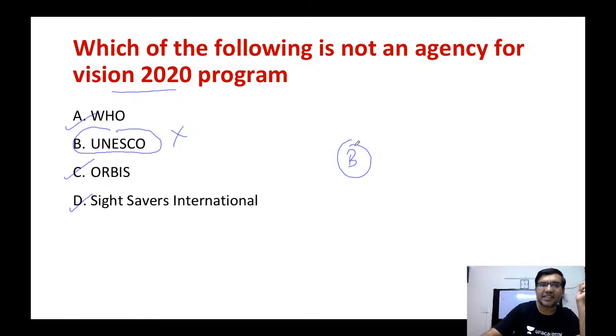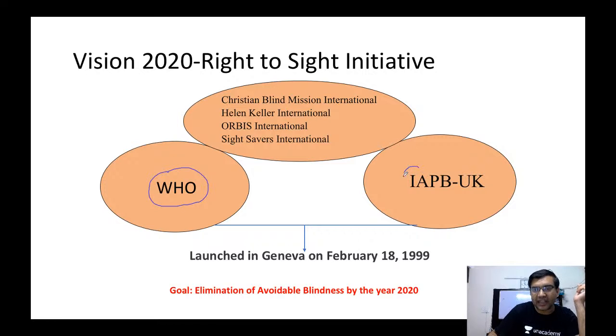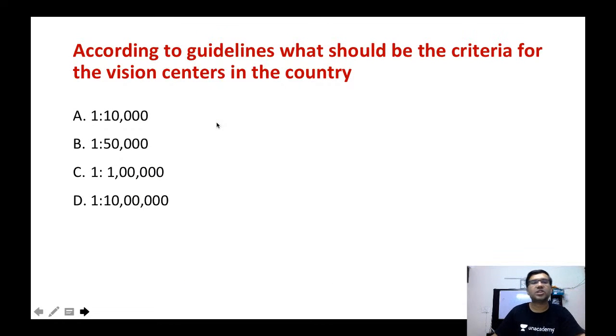Okay, so what are the agencies in the Vision 2020 program? Remember, they are the WHO, IAPB UK, that is the International Agency for the Prevention of Blindness of the United Kingdom, and some NGOs like the Christian Blind Mission, Helen Keller International, Orbis International, and Sight Savers International. So these are non-government organizations from the private sector which are also collaborating to prevent blindness in India. Okay, chalo, let's move to our next question.